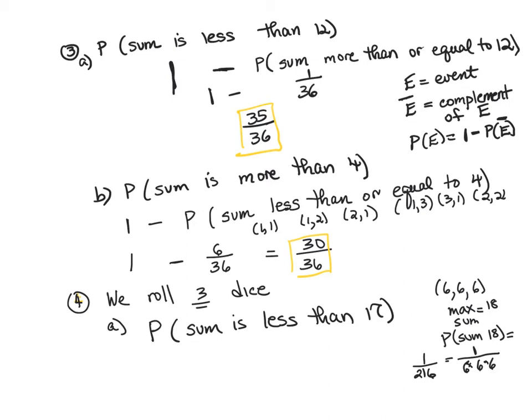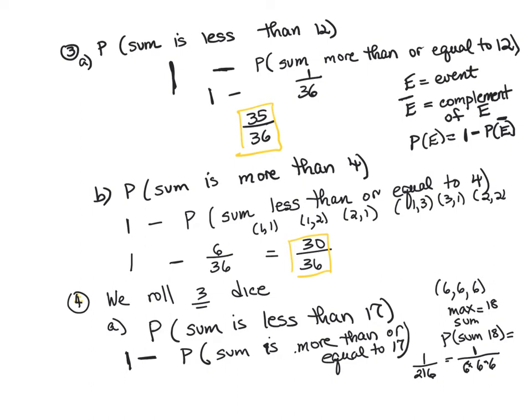But if we want the probability that the sum is less than 17, well, let's think about this. This would be equal to 1 minus the probability that the sum is more than or equal to 17. So I will leave that up to you. Pause and figure that one out.